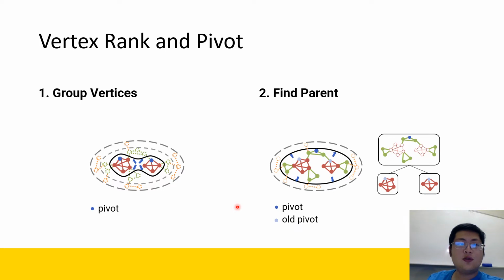There are two usages. The first is that we can use it to group vertices. Using this pivot, we can identify different connected components and group them into tree nodes. The second is that we can use it to find parents. After we add those green vertices, the pivot changes from the old one to the new one, and there will be a parent-child relationship between the tree nodes represented by those pivots, like this.